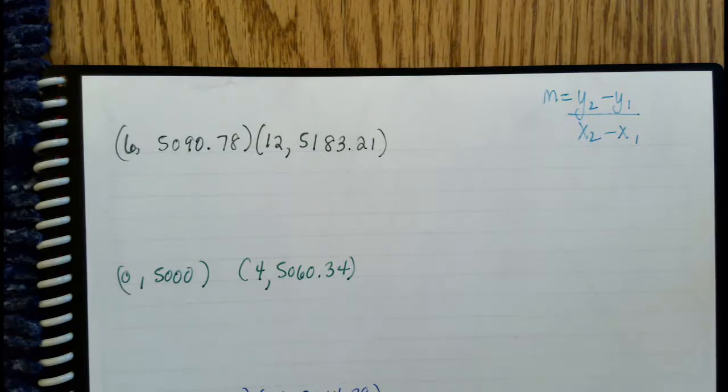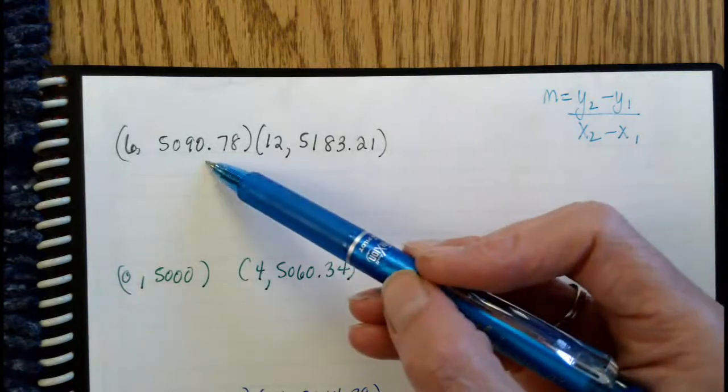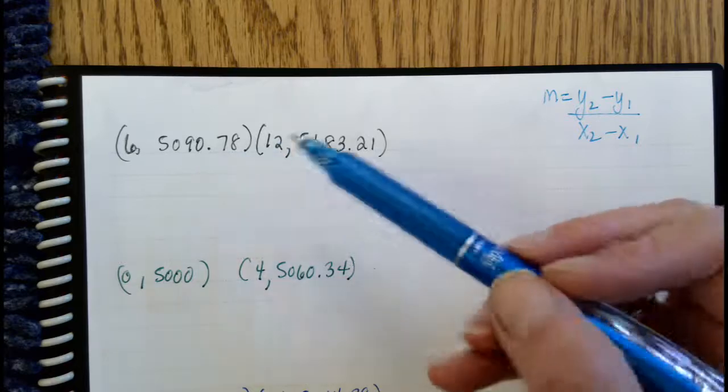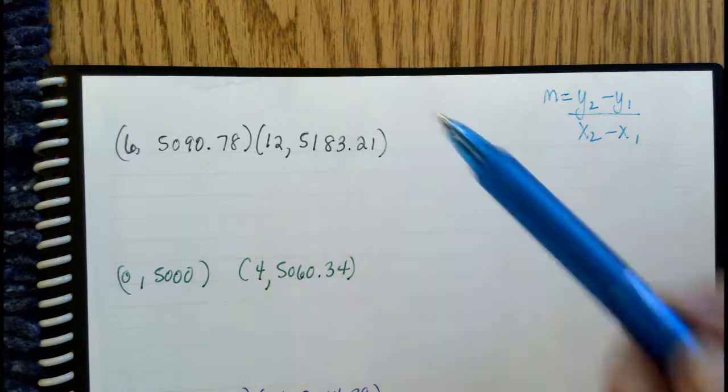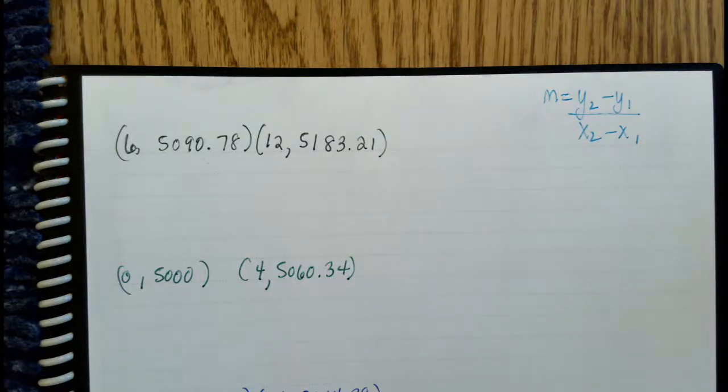So the first interval was 6 to 12. When Tyler's 6, the account's going to have $5,090.78 in it. When Tyler's 12, it's going to have $5,183.21 in it. And we're going to find the slope. We're going to do the same thing for all of these intervals. I had to stop the video for a second, so I lost my train of thought. But what we're doing is figuring out the average rate of change for all of these intervals, and then we're going to put them in order from greatest to least. So not intuitive, we need to just be careful with that.